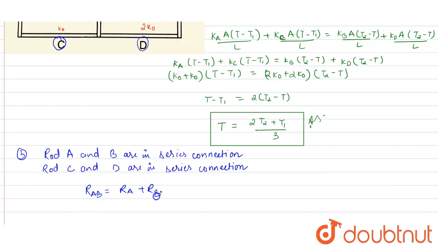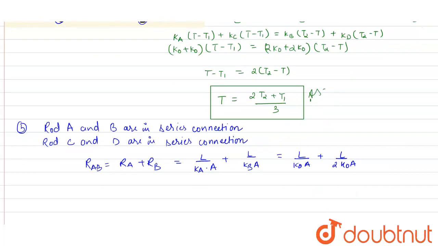Correct. Now the equivalent resistance for the rod AB will be equal to the resistance of A plus the resistance of B. Resistance is given as length upon Ka times area plus length upon Kb times area, which equals L upon K naught A plus L upon 2 times K naught A. From here we get 1 plus 1 by 2 into L upon K naught A.